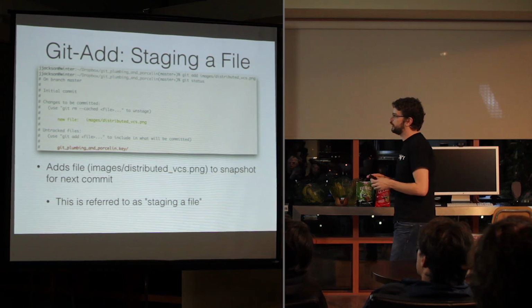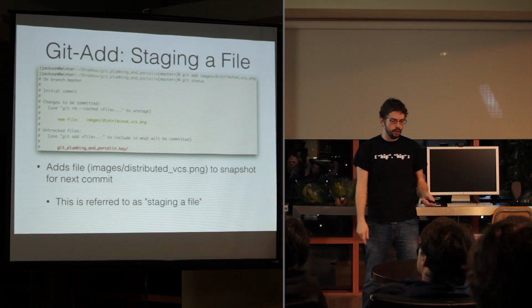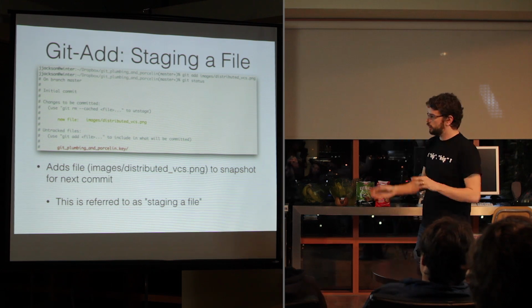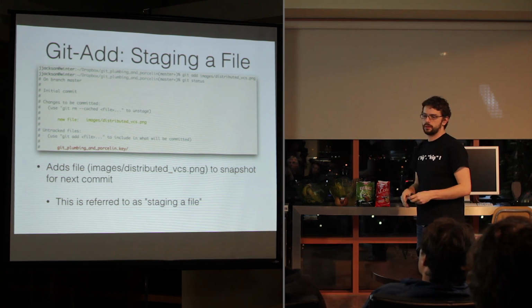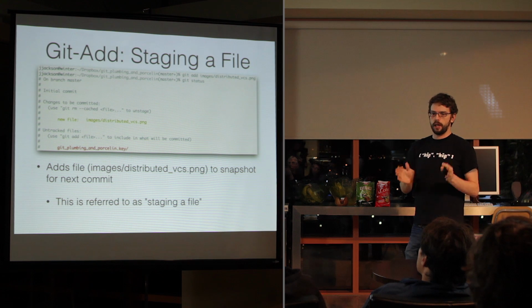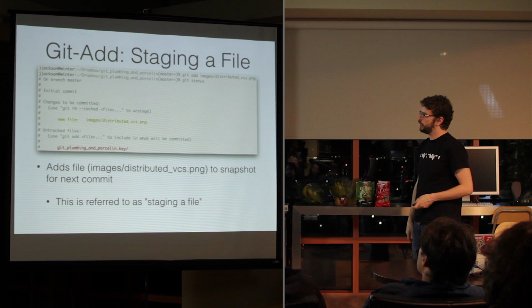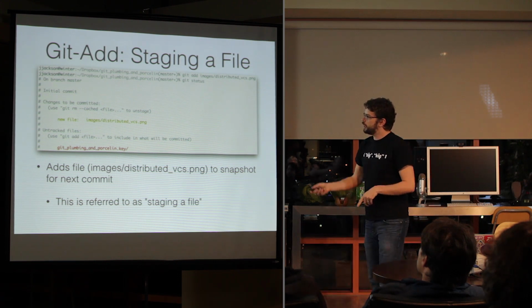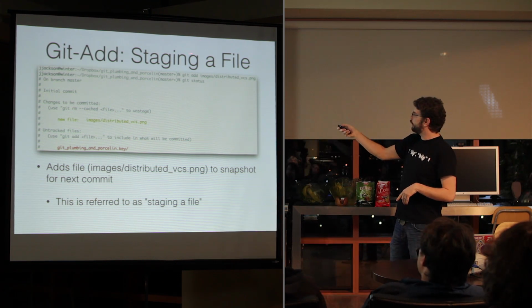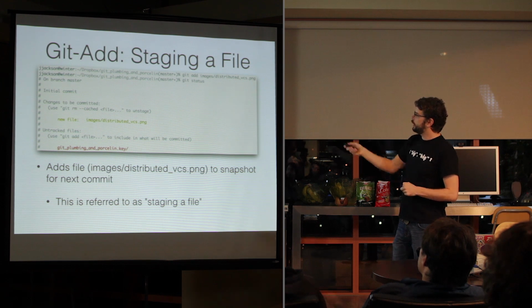And this actually stages the file into the snapshot, into the next snapshot, or the index. Git will refer to these things interchangeably, snapshot or index. So I will likely use them interchangeably as well. Just know that they're the same thing. So here I am. I'm going to add this file in right here, and then I run git status.